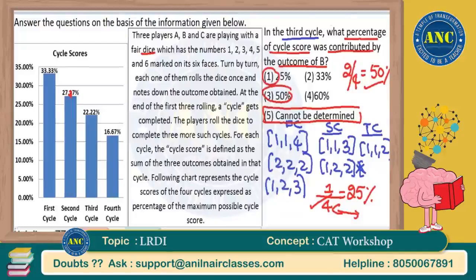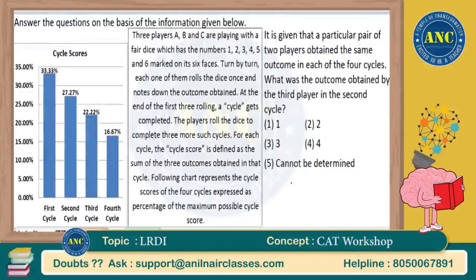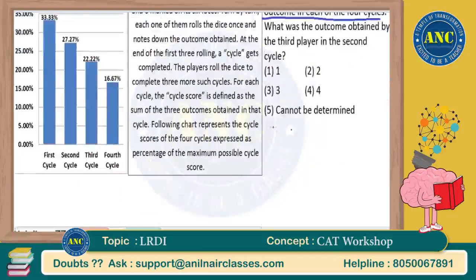Next question. Very, very different variety of questions. See here. Nitesh, it is rounding off, beta. Read the question. First read the question, sir. It is given that a particular pair of two players obtained the same outcome in each of the 4 cycles. What is the first cycle value? First cycle value is 6.